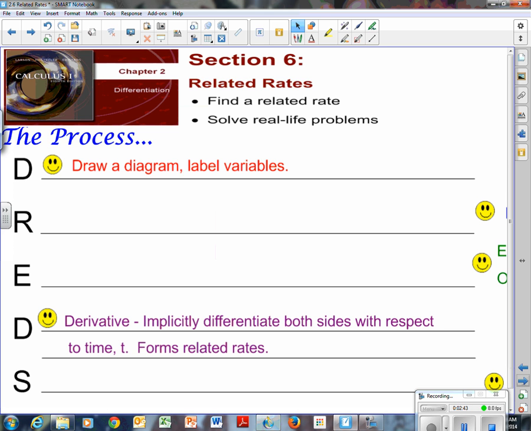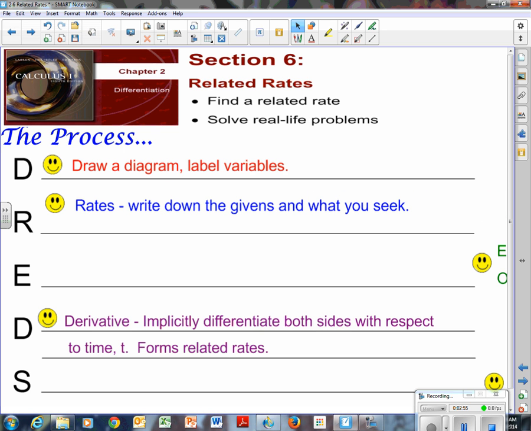So what I'm going to have you do first is let's just talk about the process of solving related rates problems. One, a diagram can be very helpful, and I'd also label your variables. Next up, the rates. In the problem, we're going to be told how fast something is changing. So on that balloon, they told us they were putting 10 cubic centimeters of air per second into the balloon. We're going to write down those rates.